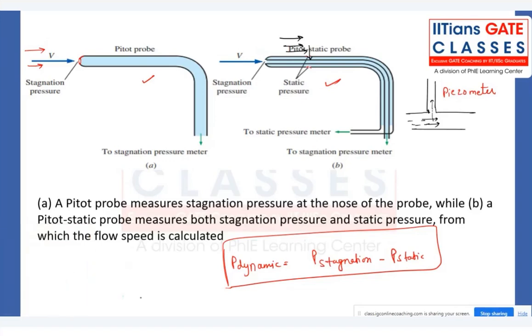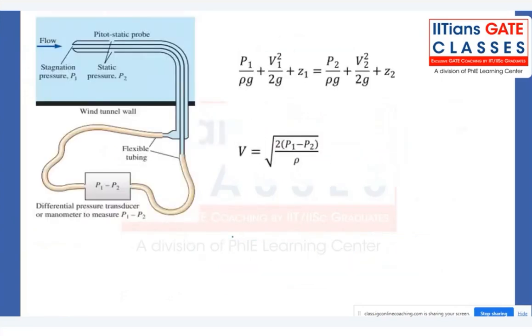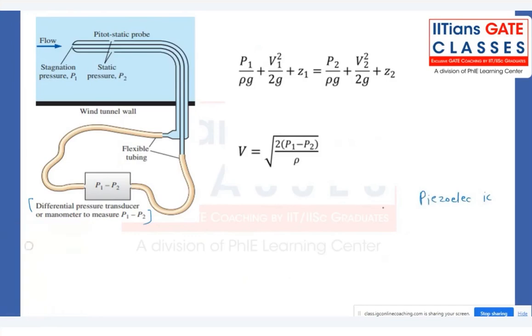So here, how can I measure the stagnation and static differences? For that we have different instruments. One is a direct differential pressure transducer, right? You know how the transducer is working, all of you? Any pressure transducer for pressure measurements? Piezoelectric transducer? We have piezoelectric transducer. I will tell you the very basic simple principle behind that.